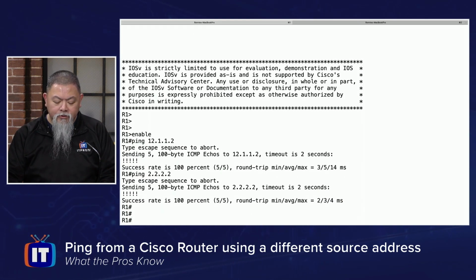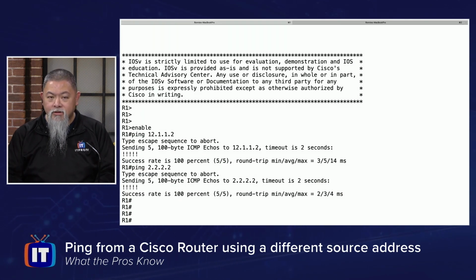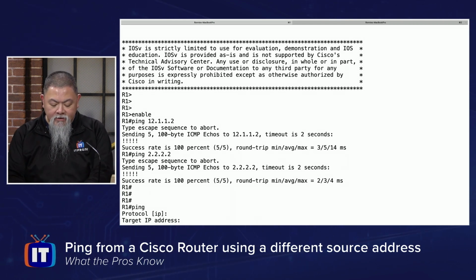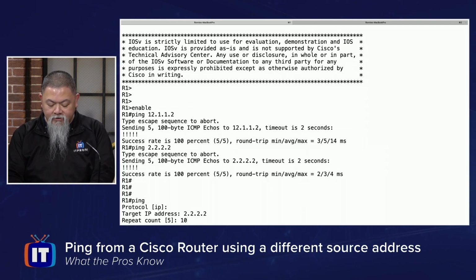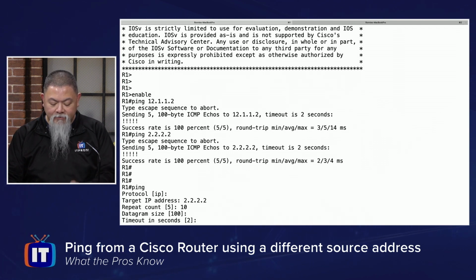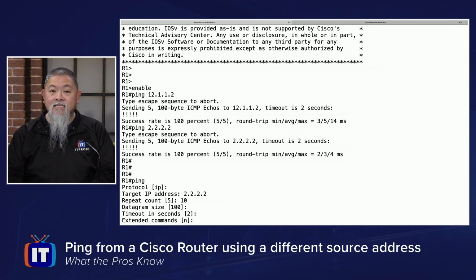We'll go back over to our router, and when we want to ping, we can use what's called extended ping. Simply by typing in the word ping, we start getting some interactive dialogue on the screen. We're going to leave the protocol as it is, and this time I'm going to ping to 2.2.2.2, and then it asks how many times I want. I'm going to do 10 here. Datagram size, we leave the same. Timeout, we leave the default. Extended commands, I want to change to a yes.